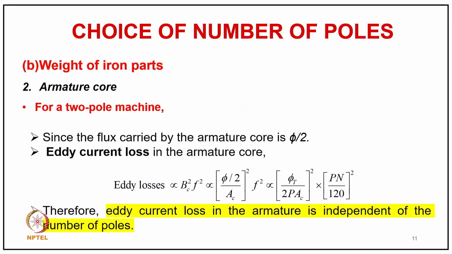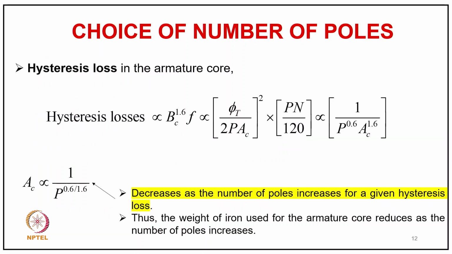Now, for a two pole machine, since the flux carried by the armature is phi by 2, the eddy current loss in the core is proportional to B squared f squared, or proportional to phi by 2 Ac squared into f squared, or proportional to phi T upon 2 p Ac into Pn by 120 squared. Therefore, the eddy current loss in the armature is independent of the number of poles.